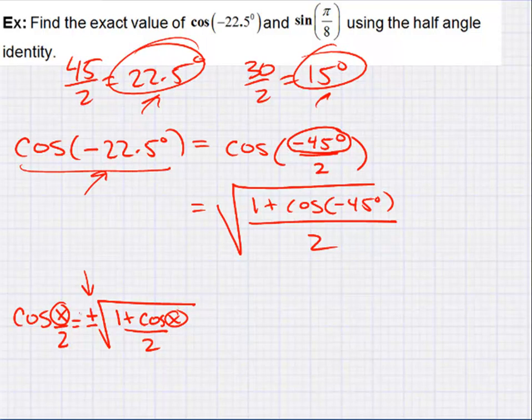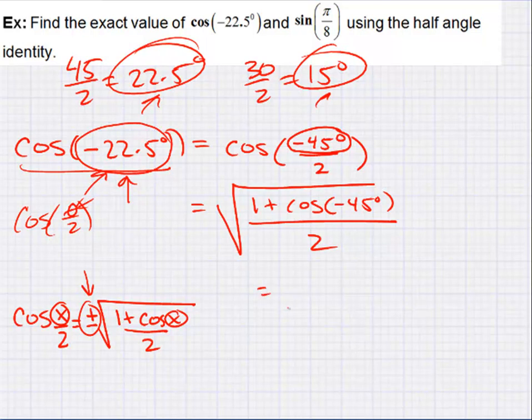As far as this plus and minus goes, the only time you're going to use both the plus and the minus is if you're taking the cosine of an angle that you have no idea where that angle falls. So say it's a random angle. Say I'm just doing the cosine of theta over 2 and I'm using this identity. Well, theta is just some random angle. It could be in any quadrant. Theta over 2 could be in any quadrant. So I don't know whether I should use a plus or minus. But this one, I know negative 22.5 quadrant 4, cosine of quadrant 4, positive.